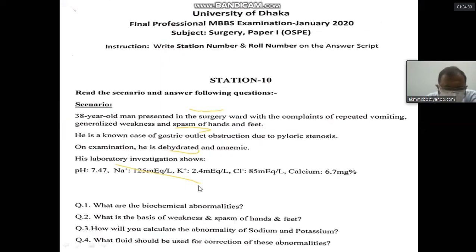A 38-year-old man presented in the surgery ward with the complaints of repeated vomiting, generalized weakness and spasm of hands and feet. Known case of gastric outlet obstruction due to pyloric stenosis. Dehydrated, anemic. Laboratory investigation showing these things. What are the biochemical abnormalities?